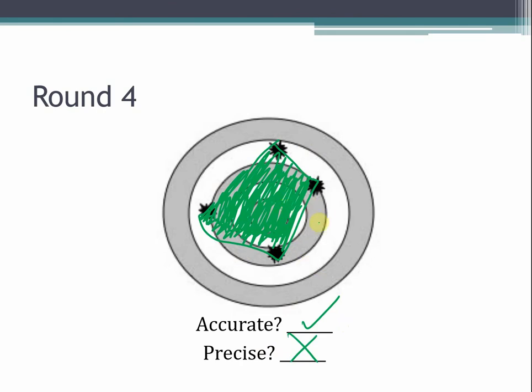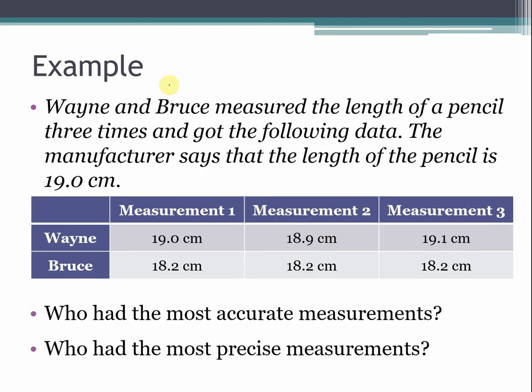Obviously, you're not going to be seeing a lot of bullseyes in chemistry class, so let's look at a more topical example to us. This example is talking about Wayne and Bruce, who measured the length of a pencil 3 times, multiple trials. Good job, Wayne and Bruce. And they got the following data. The manufacturer says that the length of the pencil is 19 centimeters. So this is our truth. This is our bullseye. This is what we are trying to find when we are measuring.